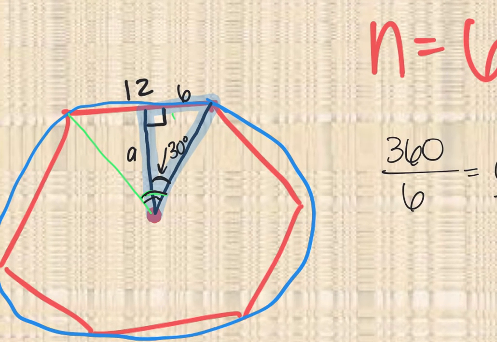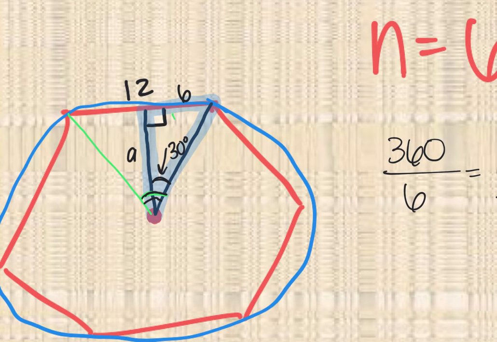So what kind of triangle is this? A 30, 60, 90, okay? So we know the side opposite my 30 is 6, right? So how would I figure out the side opposite the 60?